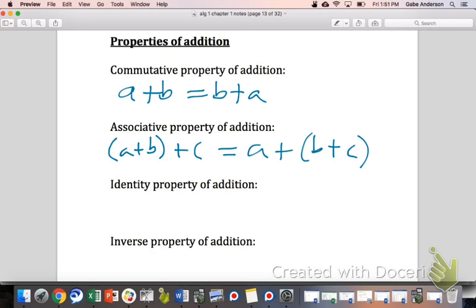All right, identity property of addition. This is essentially what gives a number its identity in regard to addition. Anybody remember what the identity element is for addition? It's 0, because any number plus 0 is itself.